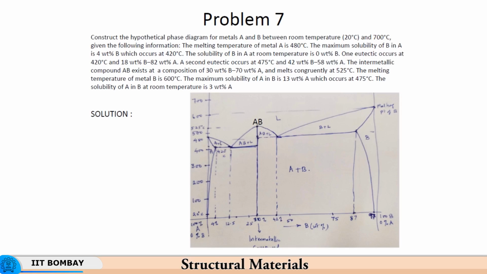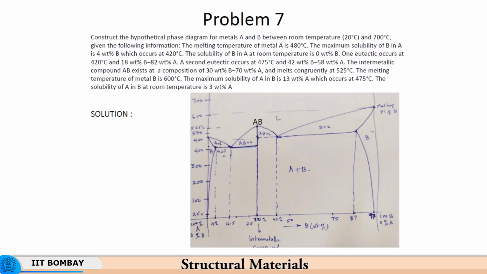The melting temperature of B is 600 degrees centigrade, and the maximum solubility of A in B is 13 weight percent. So, that is shown over here. So, 87% is B and 13% is A. The solubility of A in B at room temperature is just 3%. So, at room temperature you will have 97% of B and 3% of A. So, the solubility which was 13% now drops to just 3% of A in B.